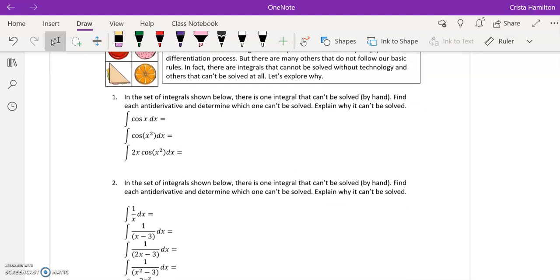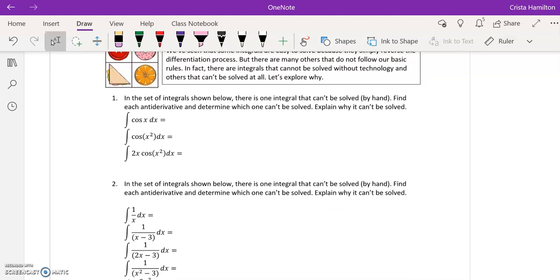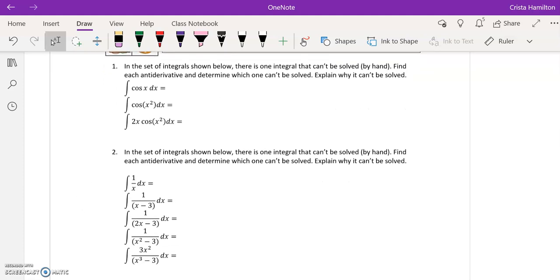So what I want you to do, I'm going to put a little timer on for 2 minutes. And what I would like you to do is take a look at both number 1 and number 2 here in the set of notes. And in the set of integrals shown below, there's one that can't be solved by hand without using the calculator. And there's one that you should be able to, quote unquote, recognize what it is the derivative of. So kind of think about how derivatives work, how chain rule works, and complete number 1 and number 2 for me. And I'm going to put a timer on for 2 minutes.